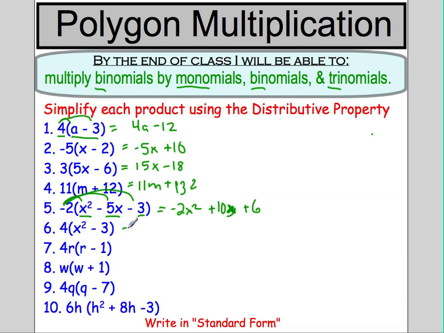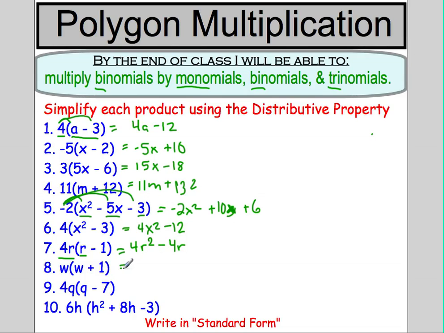4 times x squared is just 4x squared. 4 times negative 3 is negative 12. Notice there is no x term in this binomial. There's just an x squared term and a constant term. This is a little bit different. We'll take 4r times r. It doesn't give us 4 times r, it just gives us 4r squared. Remember, r times r is r squared. 4r times negative 1 is negative 4r.